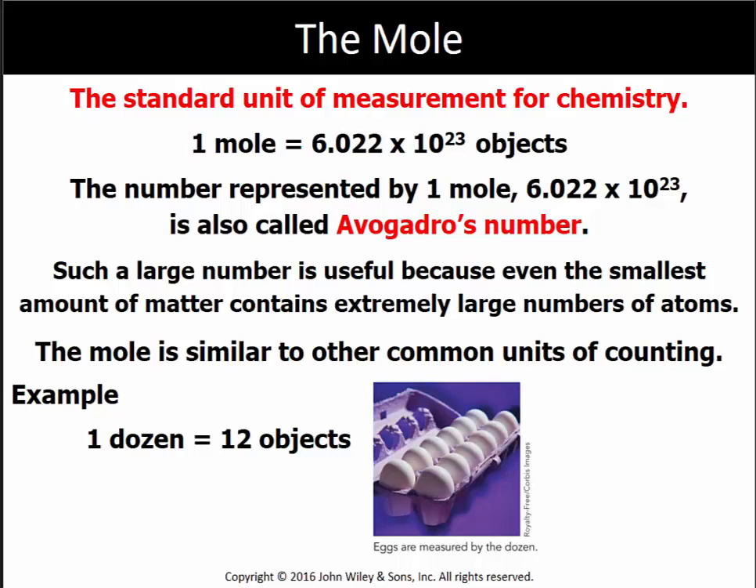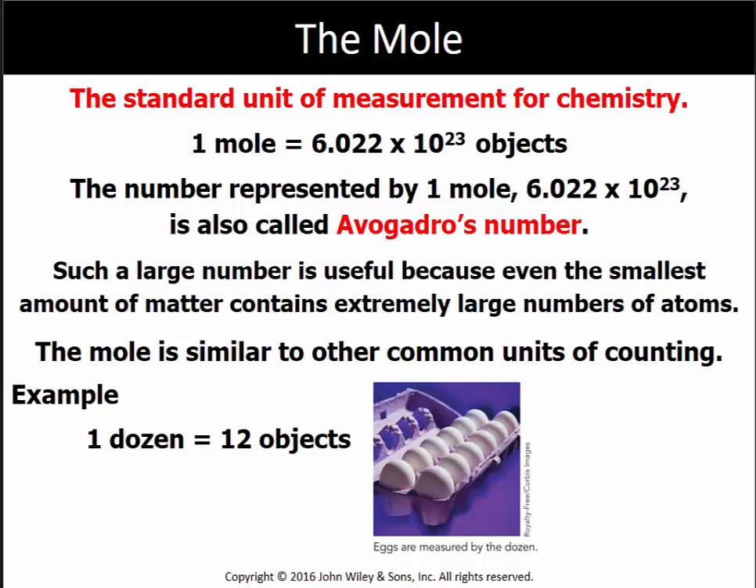He didn't get credit for it while he was alive, but it was named after him when scientists were able to actually confirm that each mole is 6.022 times 10 to the 23. So Avogadro did an experiment, and with the experiment he came up with this number. So 6.022 times 10 to the 23, memorize this, please.